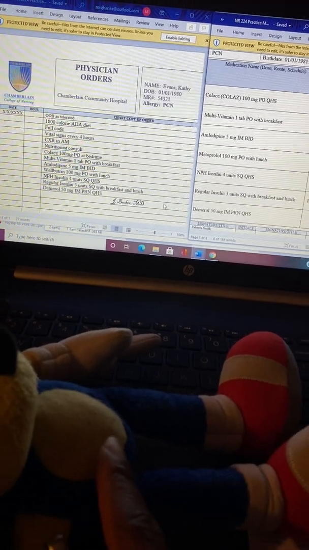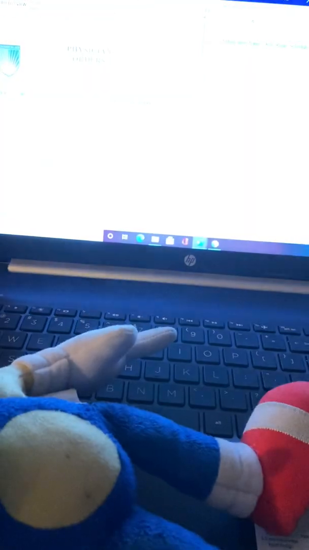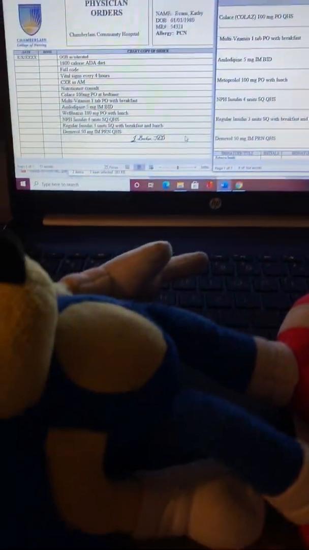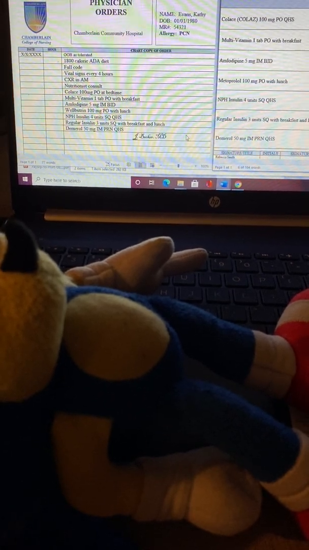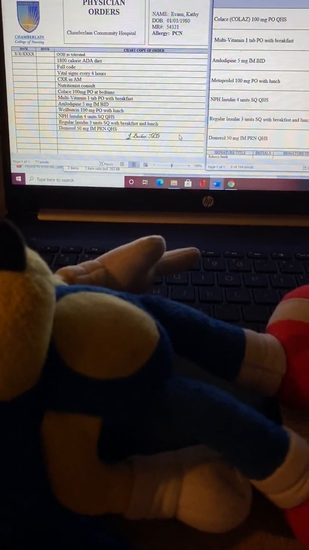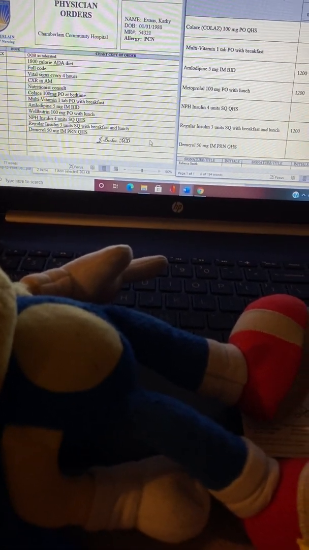And before that, we really should clean the site with alcohol. Then inject the insulin, let it sit, and then pull it out. All right, so then we put our Band-Aid, and the insulin has been administered.